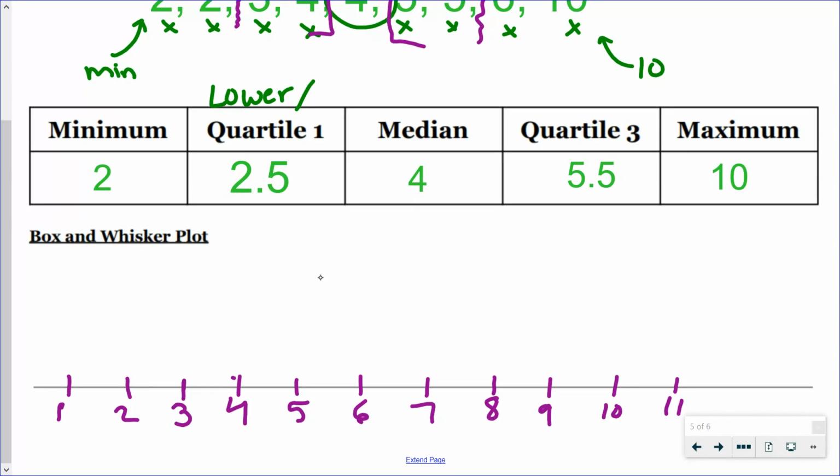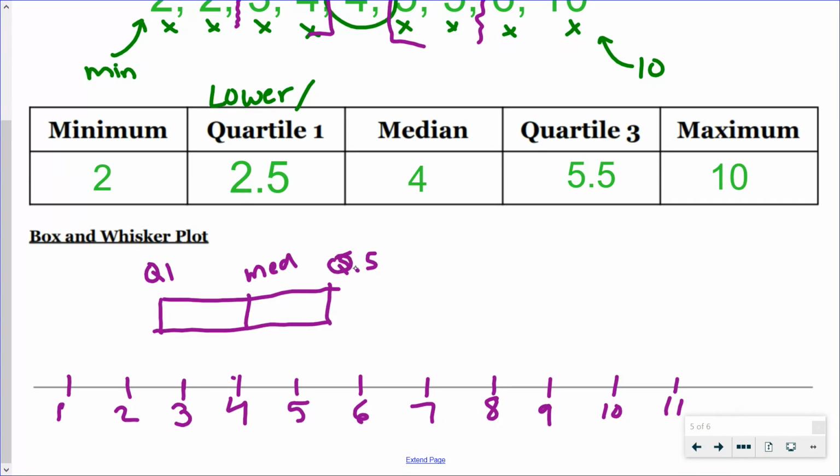So we labeled, now we're going to add our median and our lower quartile and our upper quartile. So I have a line at 2.5. That's our Q1. I have a line at 4 for our median. And I have a line at 5.5 for our quartile 3. Now I'm going to connect those. Oh, this should say Q3. Okay. Lastly, I'm going to add my minimum, which is at 2, and my maximum, which is at 10.